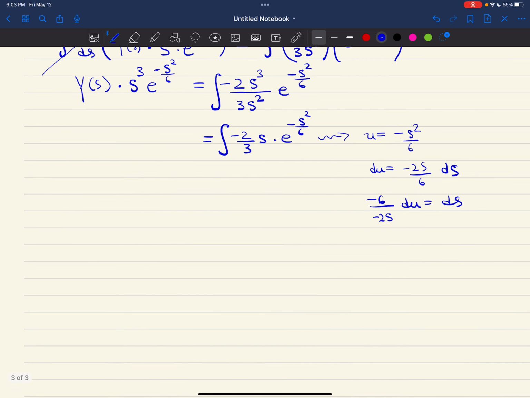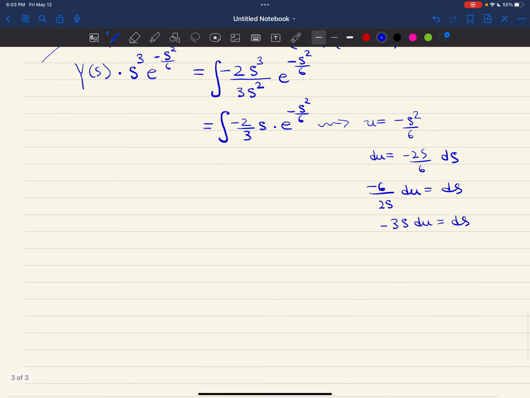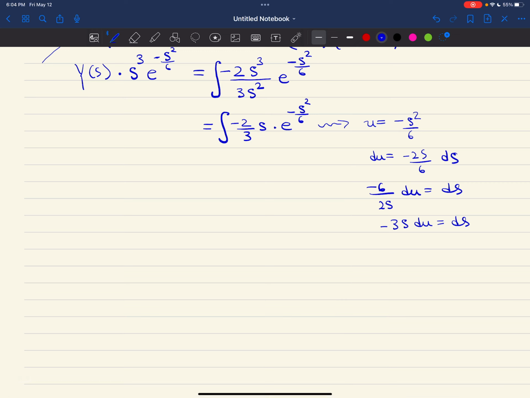And yeah, that just gives you negative 3 over s du equals ds, right? You take that and then you plug it back in, right? Here, for the u part. So we have the integral with negative 2 over 3s on the top times e to the power of u times negative 3s. I think I messed up somewhere. This should be negative 3 over s. Sorry. Negative 3 over s because, again, s is on the bottom, right?